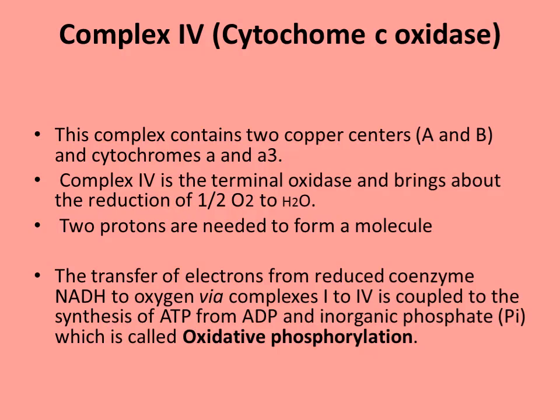The transfer of electrons from reduced coenzyme NADH to oxygen via complexes 1 to 4 is coupled to the synthesis of ATP from ADP and inorganic phosphate, which is called oxidative phosphorylation. So, here photophosphorylation, sunlight இருக்கிறதுனால நடக்கிற பாஸ்போரிலேஷன். இங்கே வந்து எலக்ட்ரான் புரோட்டான் டிரான்ஸ்ஃபர் NADHலேருந்து, FADHலேருந்து டிரான்ஸ்ஃபர் ஆகும்போது ADP ATPயாக கன்வெர்ட் ஆகுது by utilizing oxygen. So, it is called oxidative phosphorylation.